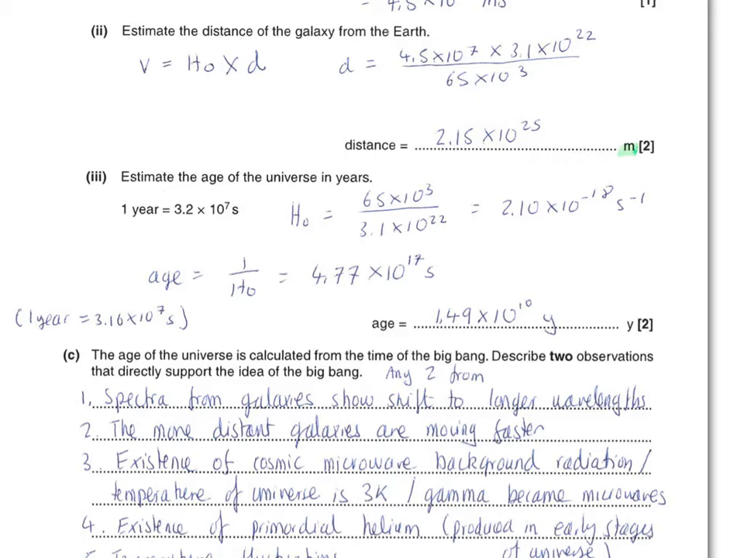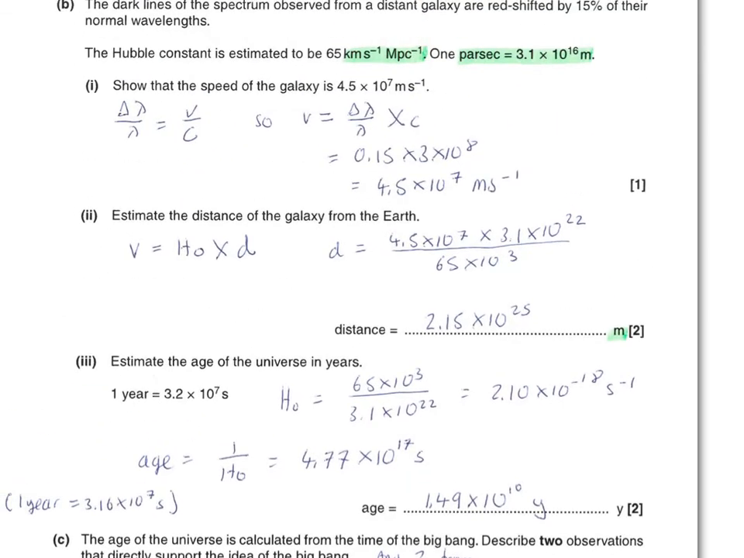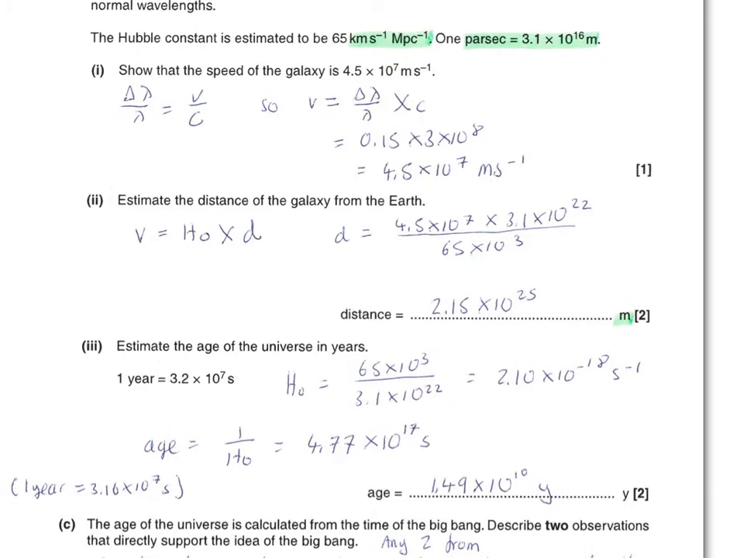The reason why we have two numbers is to do with the conversion and handling of the units. So if you look back at the question, you were given kilometers per second per megaparsec. Now that isn't consistent with what we need in order to get a final answer in meters here. So we need to convert both the kilometers and the parsecs into meters so everything is consistent. That conversion is done here in the next part of the question as well.